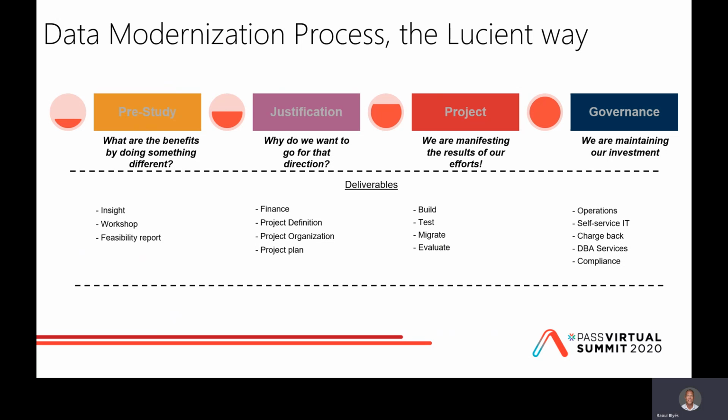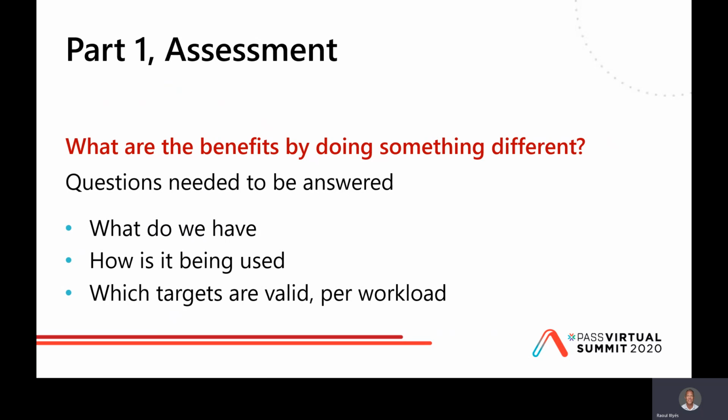So let's go a little bit more into details how this looks like then. As I said, the first part was the pre-study. Another word for that, which probably is more typically used, is the assessment part. As I already stated, the first part of the 4-process model is basically to answer the question, what are the benefits by doing something different? To be able to answer that question, there are 3 bullet points for which we must provide the organization with data.